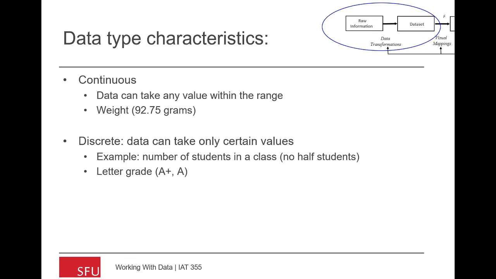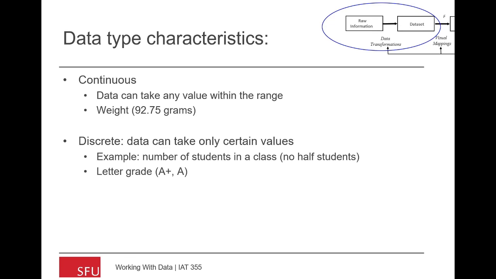Discrete, however, doesn't have that property. Discrete data can only take on certain values. A straightforward example is the number of students in a class. It can only be positive, and there can't be half students. You can't have 2.5 students in a class. You can either have 2 students or 3 students.